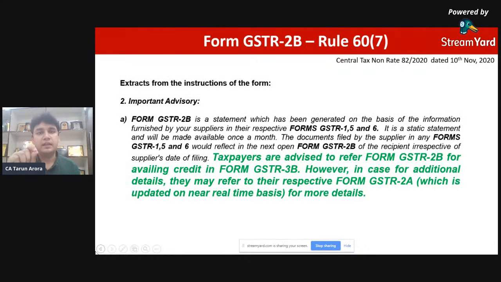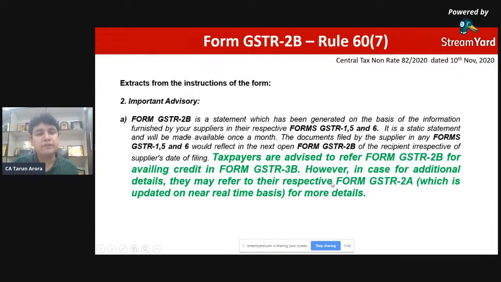Then the instruction of form GSTR 2B says that you can claim the higher amount. Rather, it does not use the term you can claim the higher amount. I am reading it verbatim, only the green portion. This is the extract from form GSTR 2B instruction. Taxpayers are advised to refer form GSTR 2B for availing credits in form GSTR 3B. So 2B is only an advisory form. It is only a facilitation form that can be used by you to avail the credit. So आप इसको basis लेके अपने credits को claim कर सकते हो.